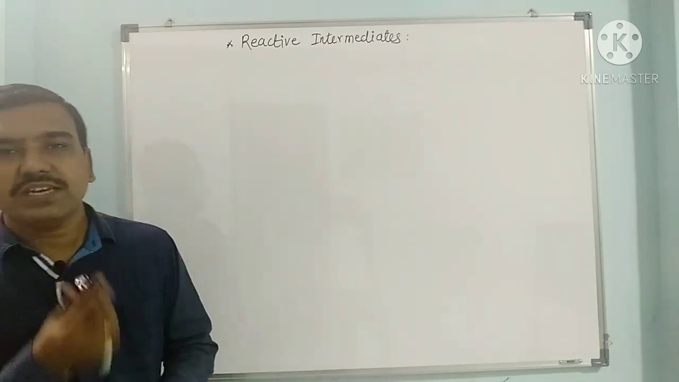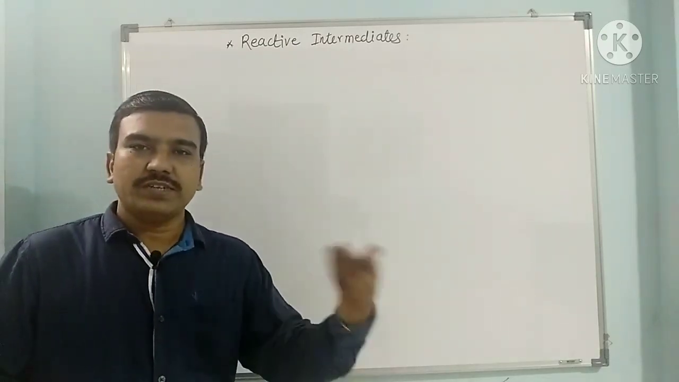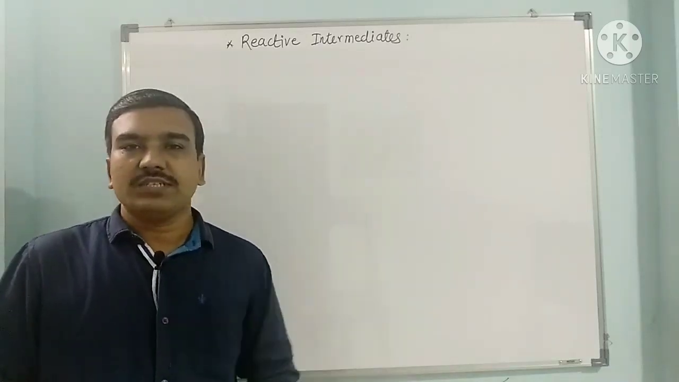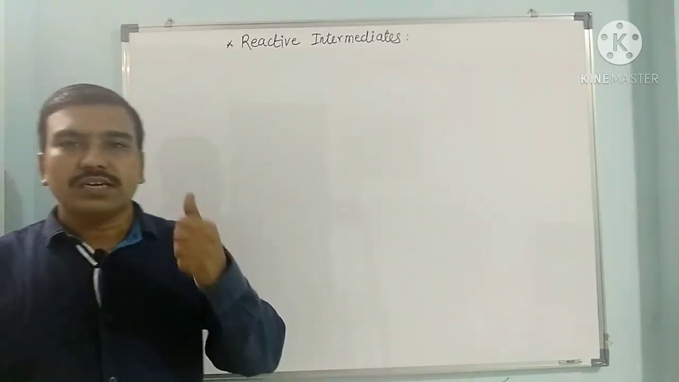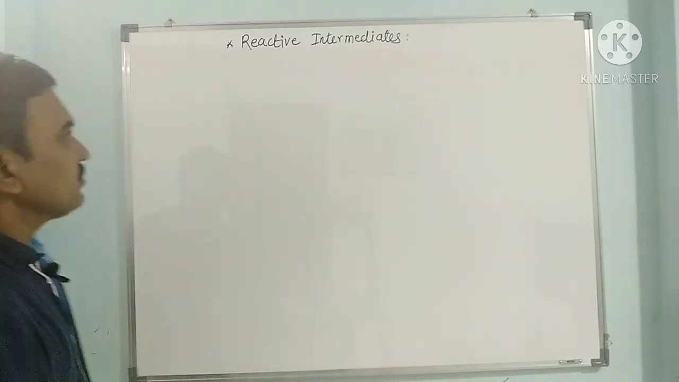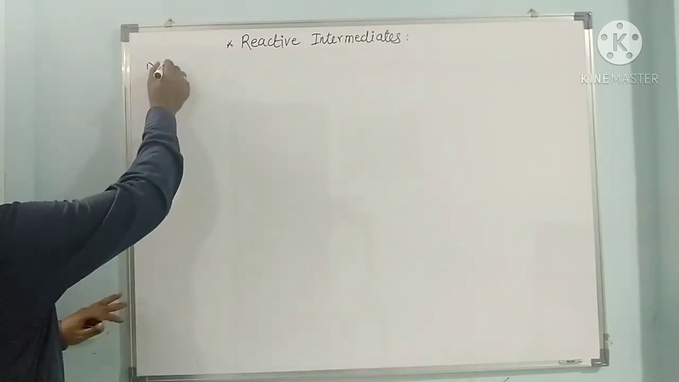So intermediates such as carbocation, carbanion, free radical and some other intermediates are also there, such as nitrene and carbene. But today we have to see carbocation, carbanion and carbon free radical. We have to start with the first, carbocation.